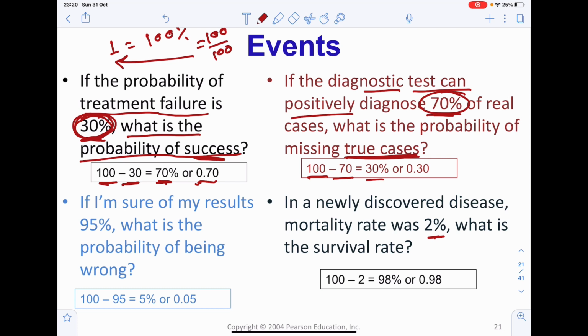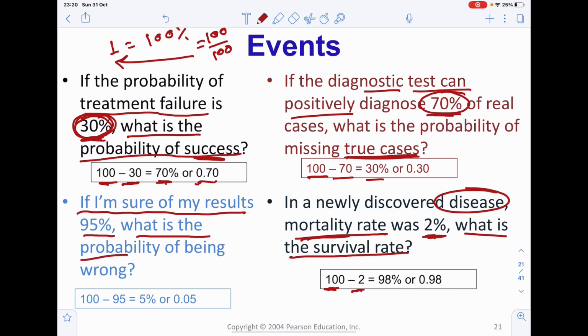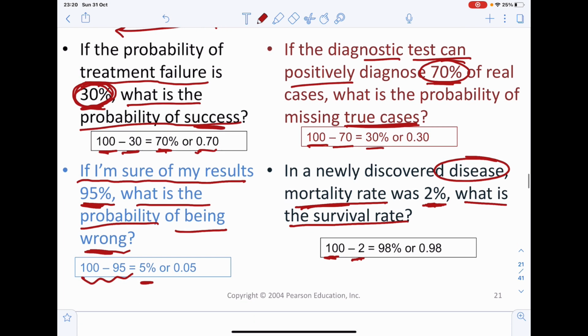In a newly discovered disease, the mortality rate was 2%. That means the death rate is 2%. What is the survival rate? What is the rate of people who survived this disease? It will be 100 minus 2, meaning 2 out of 100, so in every 100 people, 2 of them were infected or died. So what is the probability of survival? It will be 100 minus 2, which is 98%. Same thing here. If I am 95% sure about my result, what is the probability of being wrong? If I am 95% sure of my answer, what is the probability that I am wrong? So 100 minus 95, which is 5%.